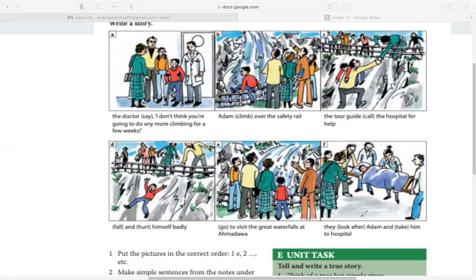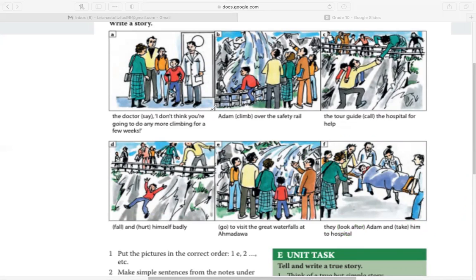What's the past tense of look after? It's looked after. So they looked after Adam. And what's the past tense of take? Took. They looked after Adam and took him to the hospital.